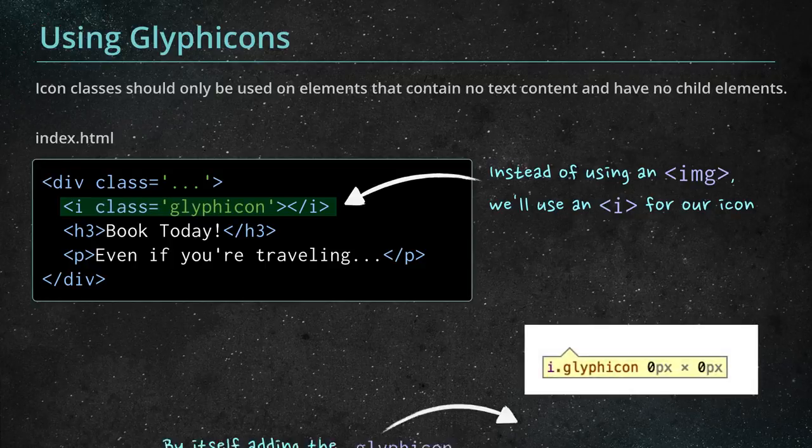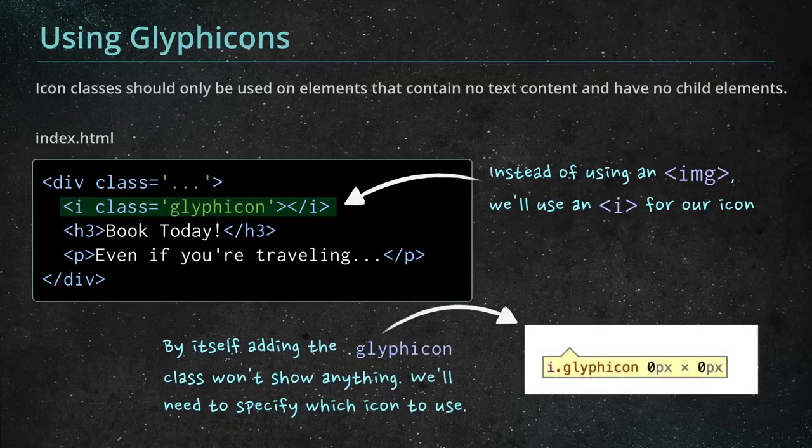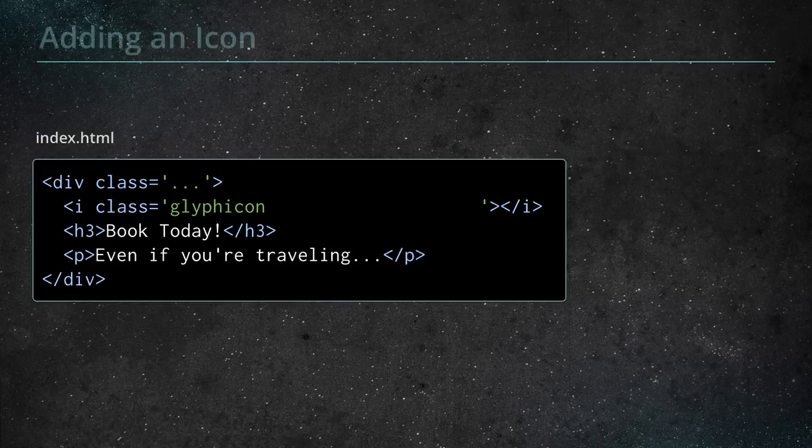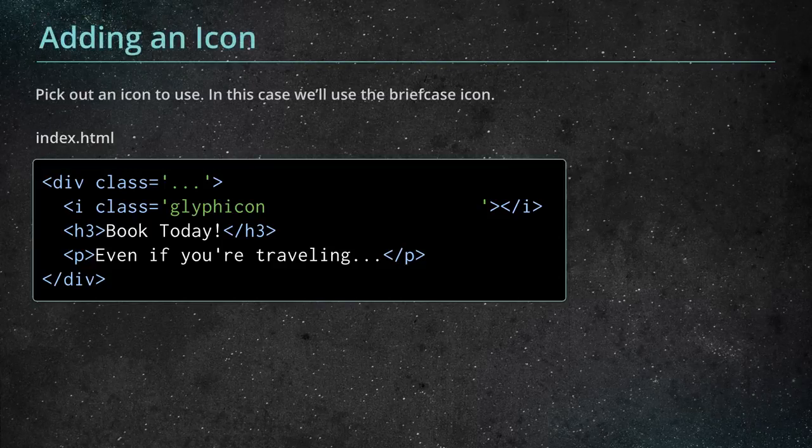If we open this up and view it now, we're not really seeing anything. In order for an icon to show up, we'll still need to specify which icon we want to use. Our paragraph here is all about travel, so we'll go ahead and add a briefcase icon here, since it kind of resembles luggage. To do that, we'll add the Glyphicon briefcase class to our I element.